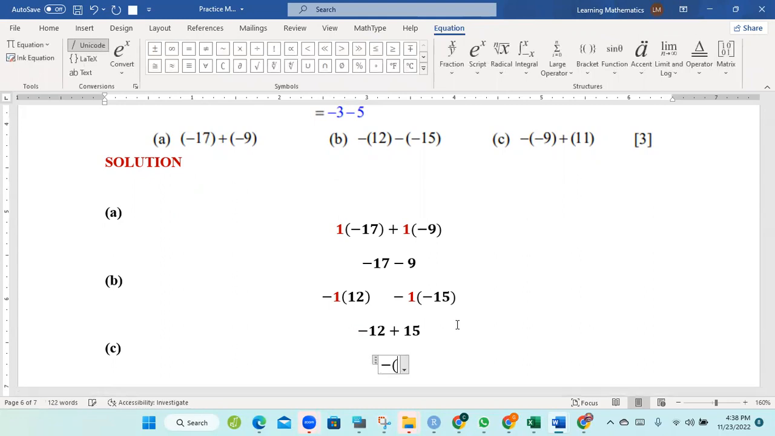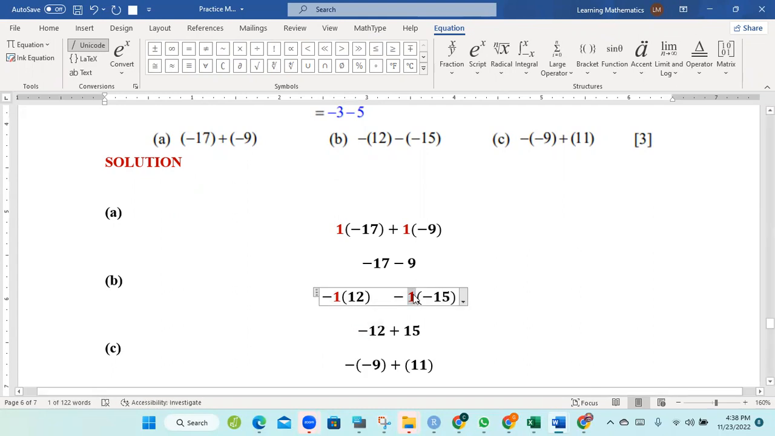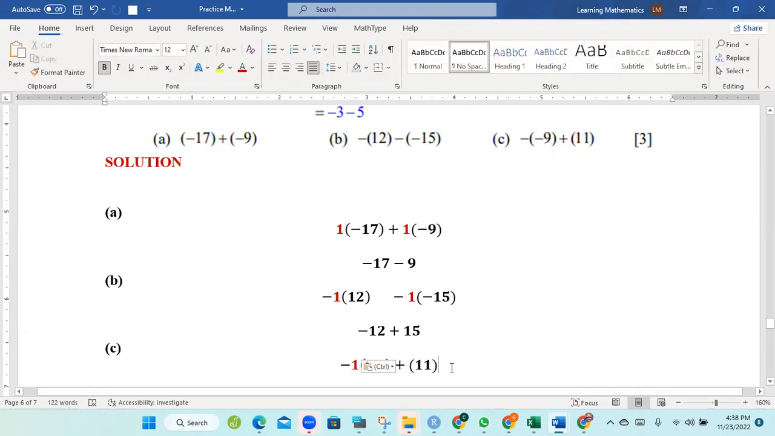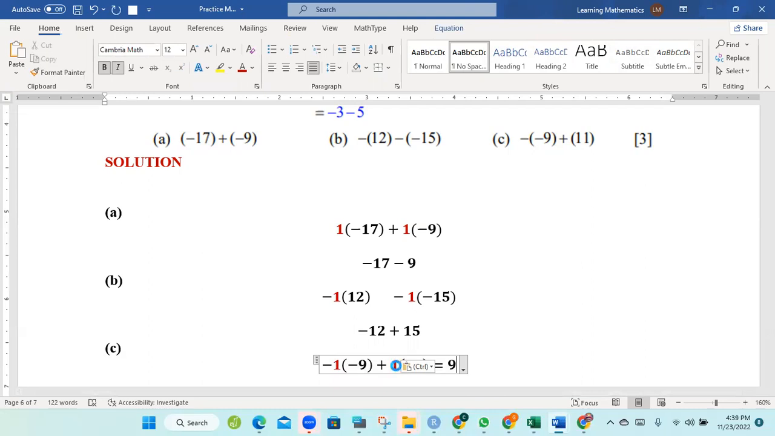We have a negative open bracket -9 plus open bracket 11. Remember what we said? If you don't see a number, then invisible -1. Let's copy this negative, this color coded 1. There's invisible -1. So we are multiplying here. We are multiplying -1 times -9. A negative times a negative is a positive. And here you have a +1. 1 by 11 is 11. So you're going to have +11.